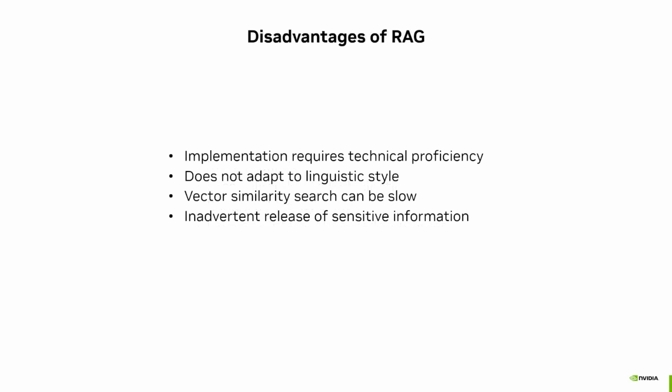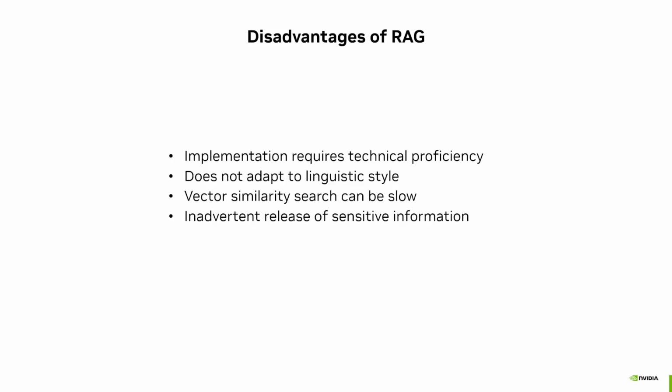Of course, RAG is not a panacea. There are disadvantages. Implementing a RAG pipeline requires significant technical proficiency, including setting up the retrieval mechanisms, integrating with external or internal data sources, ensuring data freshness, designing efficient retrieval strategies, and handling of large-scale databases. Improperly implemented RAG pipelines can negatively impact responses by injecting irrelevant information.